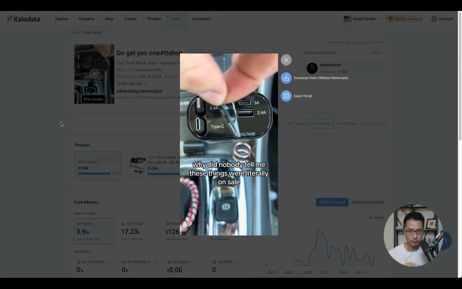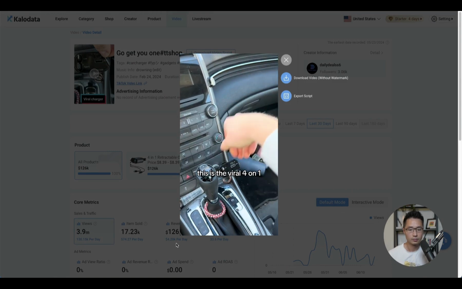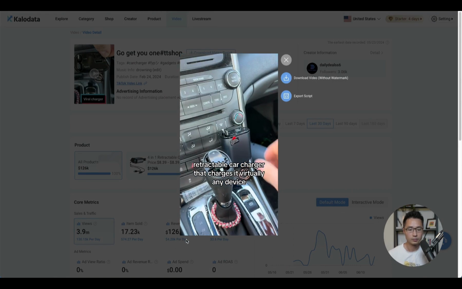Why did nobody tell me these things were literally on sale and you can get them with free shipping? This is the viral 4-in-1 retractable car charger that charges virtually any device.